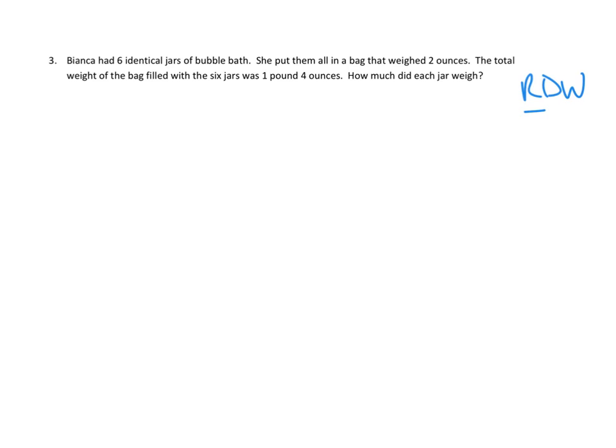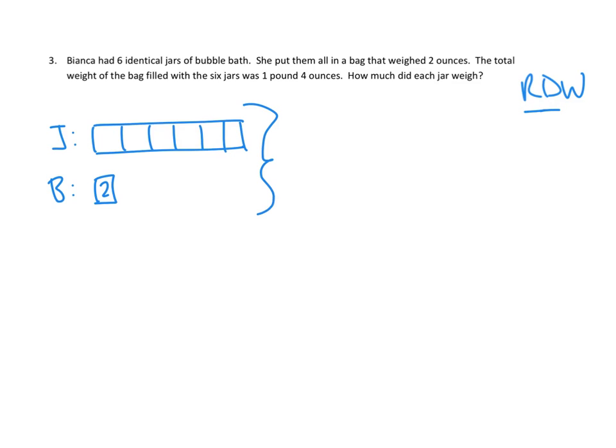So let's see. I'm going to draw this next. We've got bags and jars. I'm going to say we've got the jars, and each of the jars, we've got 6 of them. 1, 2, 3, 4, 5, 6 of them. And then we've got the bag itself. And the bag, it weighs 2 ounces. So let's put a 2 there. And then we're told that the weight of the bag filled with the jars, in other words, everything total, is 1 pound, 4 ounces. And then what we're supposed to figure out is each of these identical jars, each of these 6 jars, how much do those weigh?